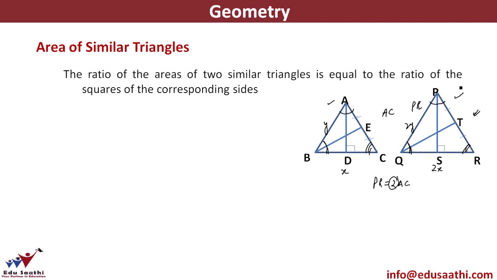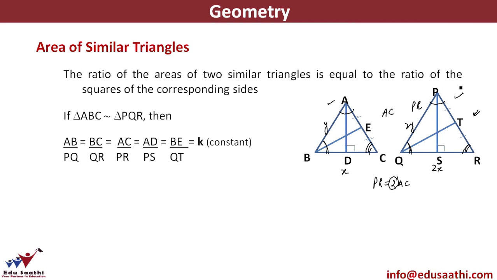So if triangle ABC and PQR are similar, then I know their sides are proportional and the ratio of their sides are equal. So if I am taking AB over PQ is equal to BC over QR is equal to the corresponding sides is equal to the constant. In this example, I have taken the constant value as half.